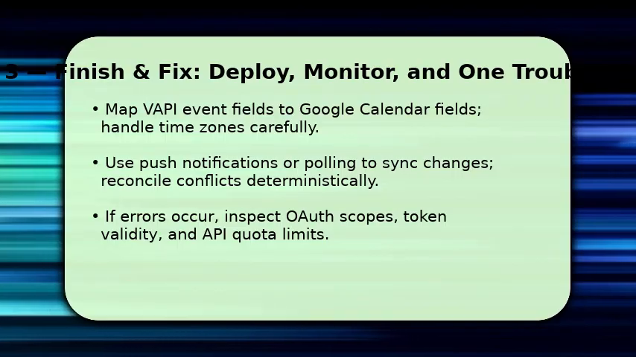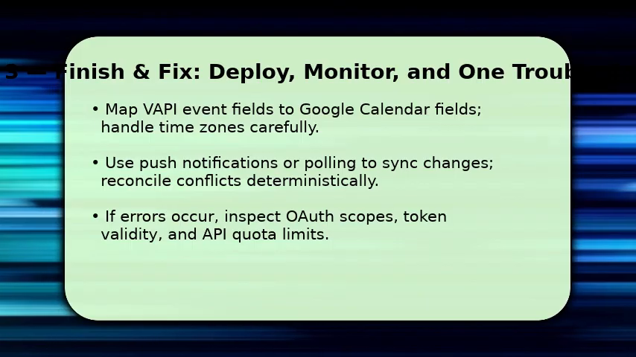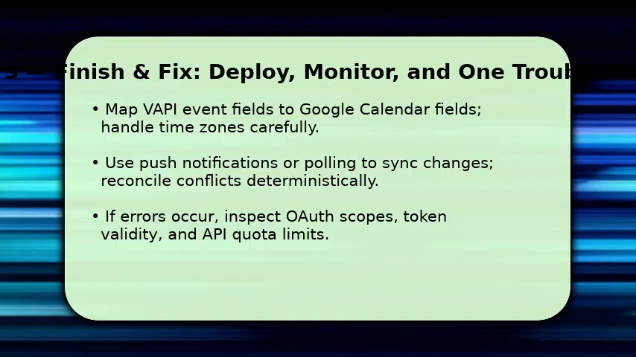If something fails, check token validity and OAuth scopes first, then verify API quotas and redirect URI mismatches. These are the common culprits. Reauthorize if tokens are revoked, and log responses for faster fixes.